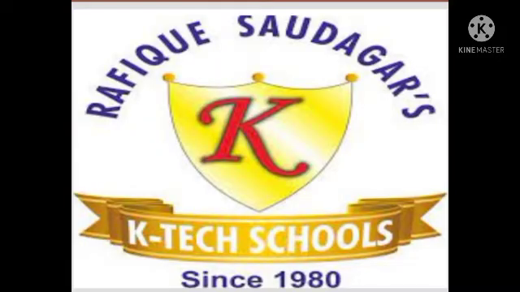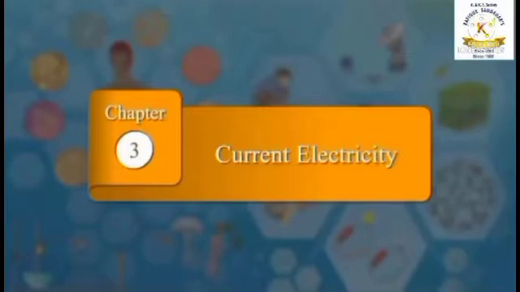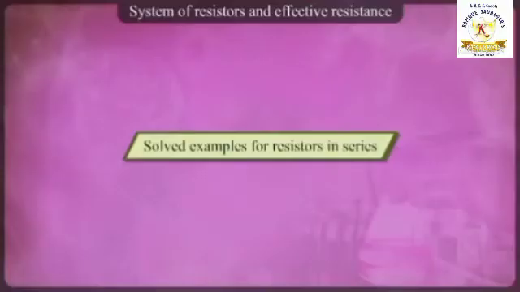So, we have started learning our chapter number 3 from Science 1, that is current electricity. In our previous lecture, we have learned the concept of resistors in series. When the resistors are connected in one line, those resistors are said to be connected in series. Now, we are going to solve numericals based on resistors in series.